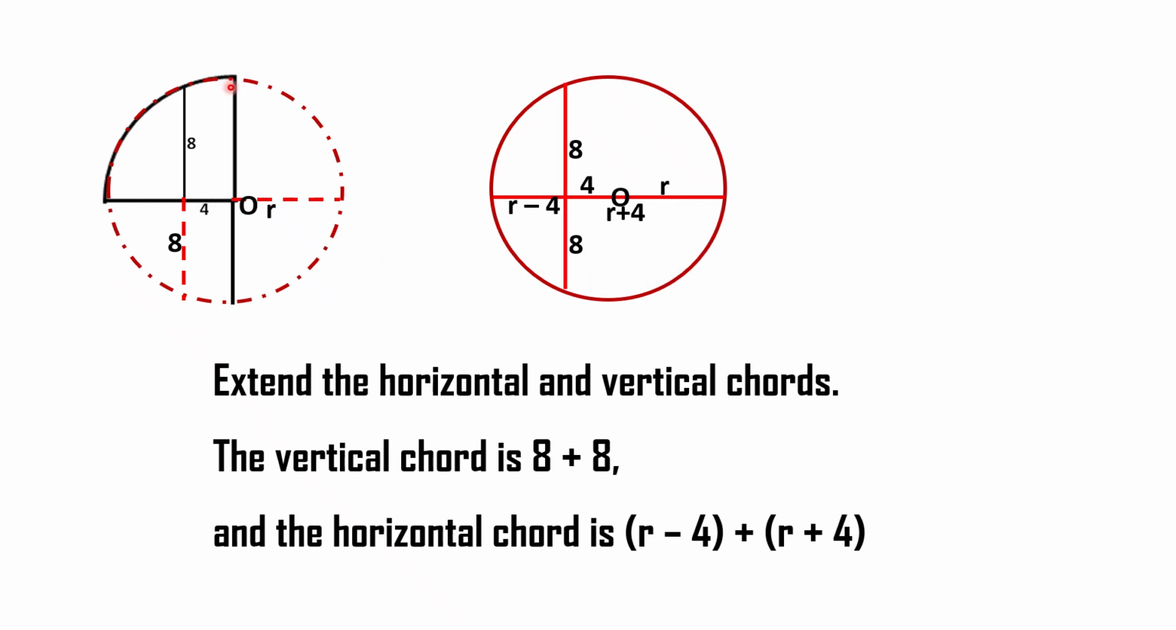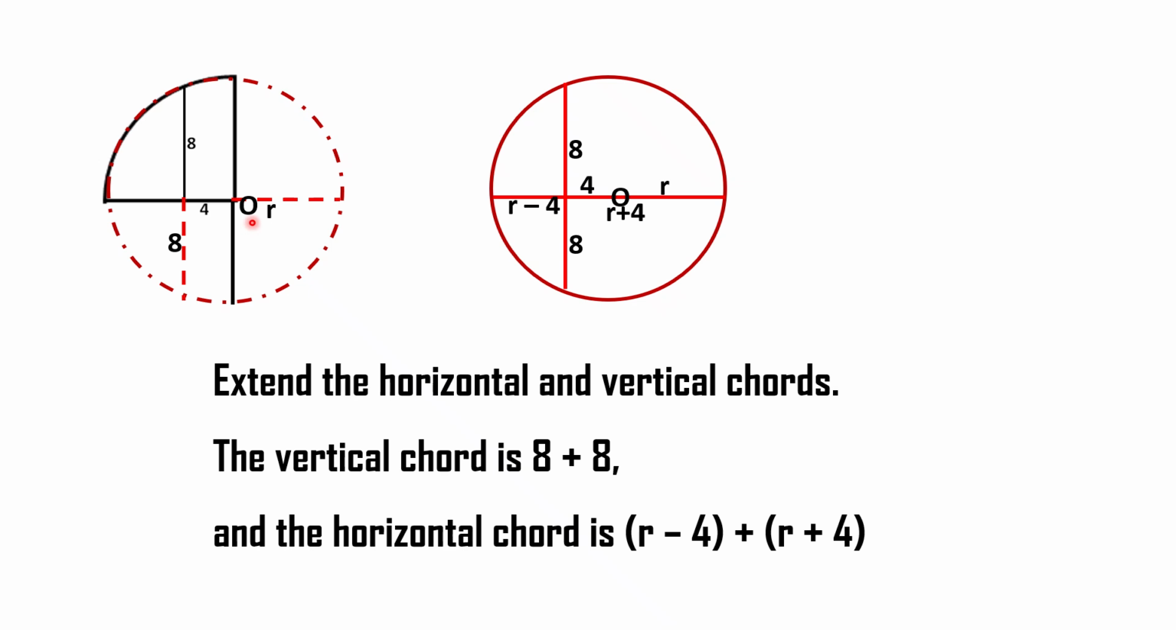Now extend this vertical line. Obviously, this horizontal line, if you extend, it will be the diameter. So extend the horizontal line to form the diameter and extend the vertical line. You will get the chord. Now, if the top is 8, the bottom must be 8. The vertical line, the upper part is 8, so the lower part should also be 8.